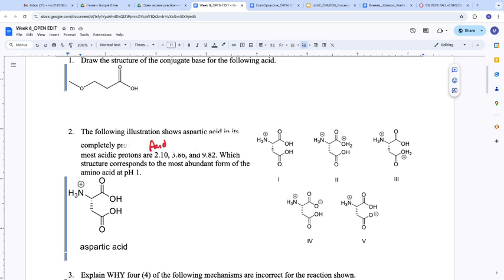We have acidic and basic conditions. Okay, what is neutral pH? 7. So if we have a value lower than 7, that means we are acidic. If we're higher than 7, we're basic. Okay? So if we look at our structure, okay, they're talking about the acidic hydrogens. So where are the acidic hydrogens in this molecule? The OHs. Cool.